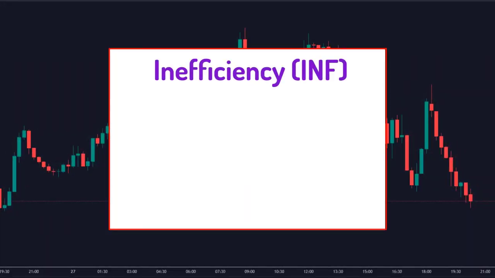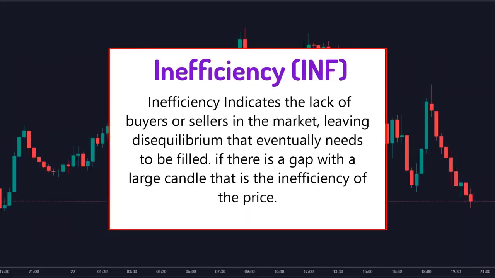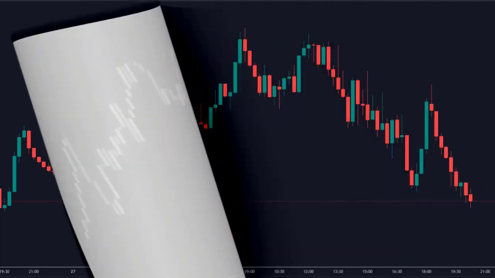The fifth principle is inefficiency. Inefficiency indicates the lack of buyers or sellers in the market, leaving a long disequilibrium that eventually needs to be filled. If there is a gap with a large candle, that is the inefficiency of the price. Let's take a look at inefficiency in price action.